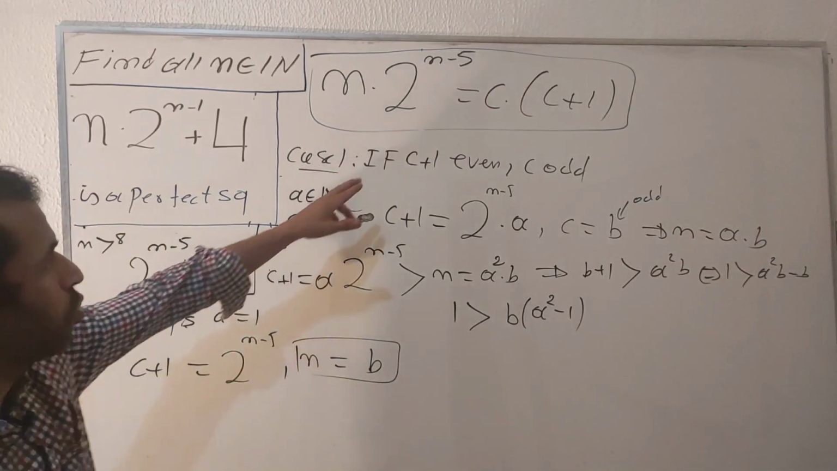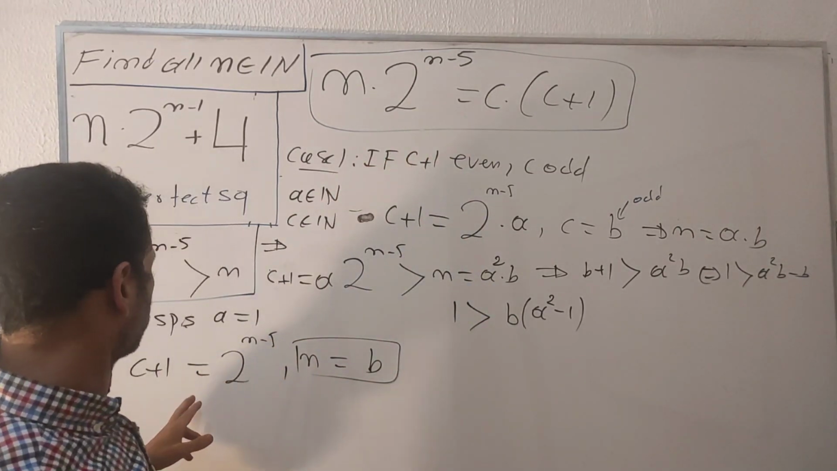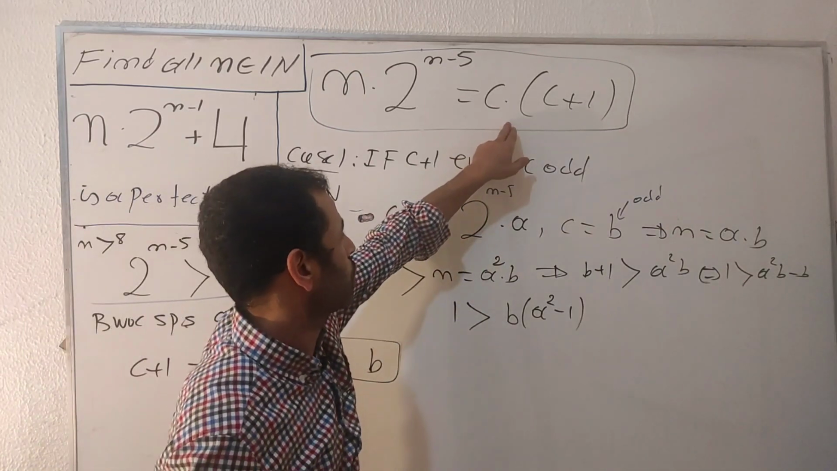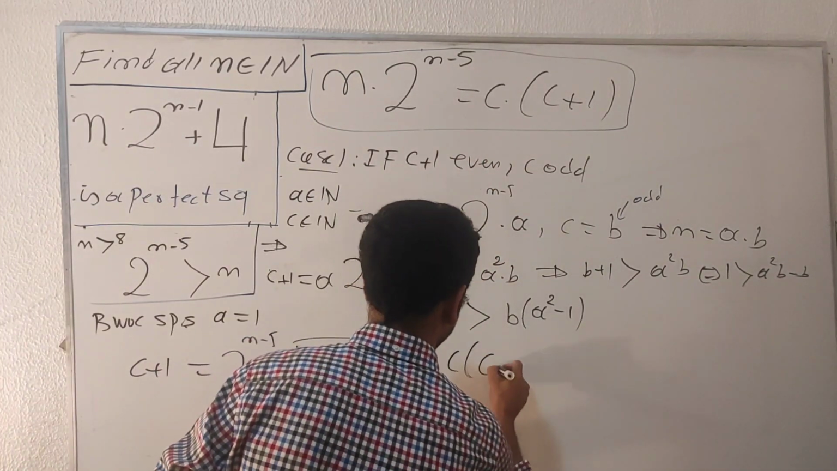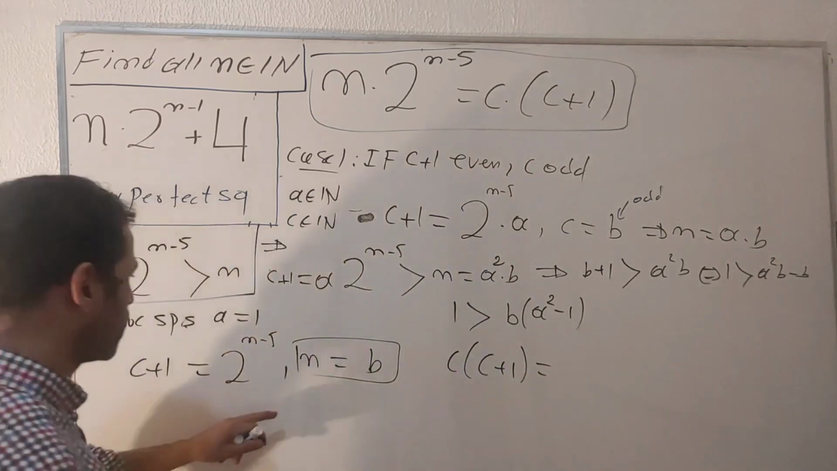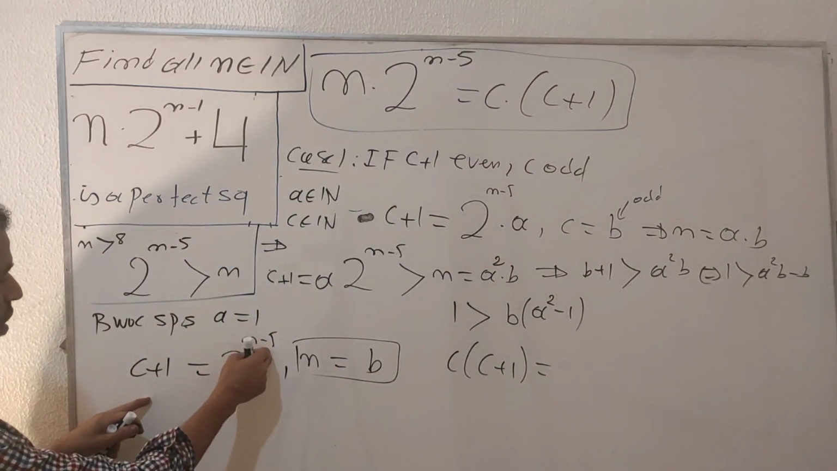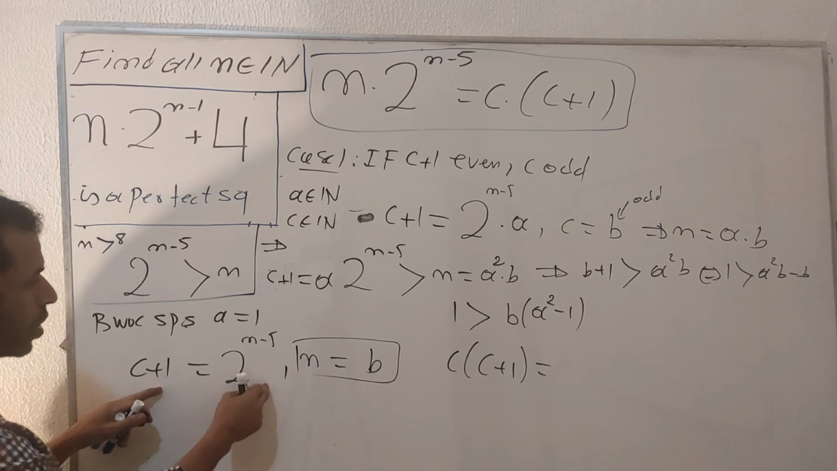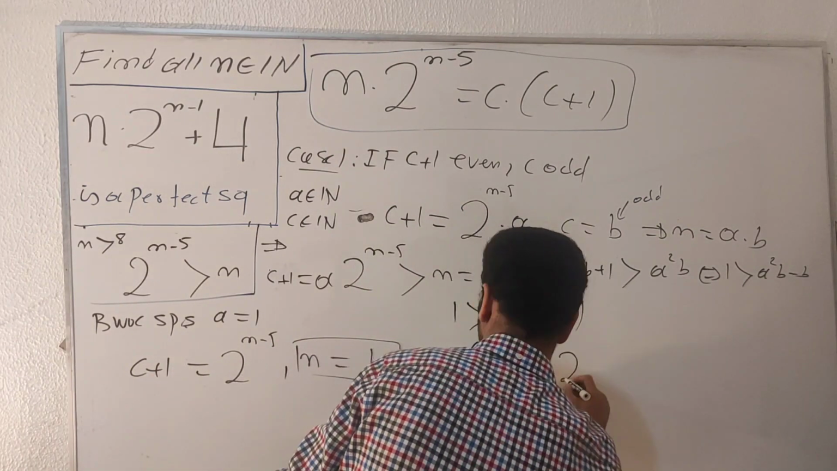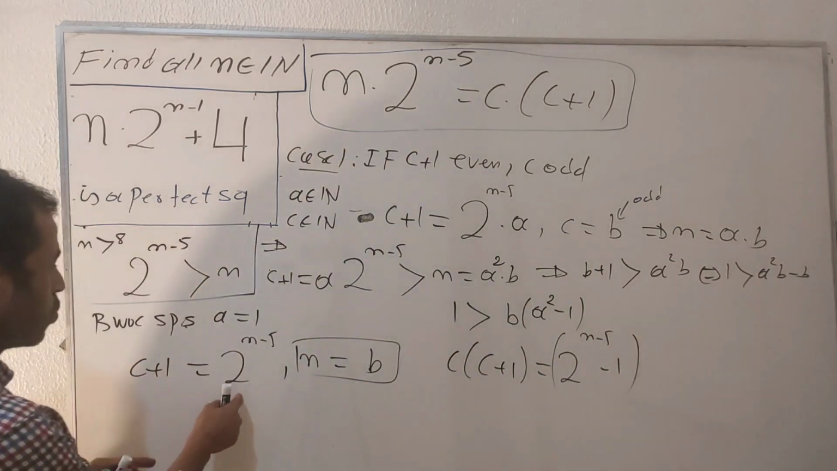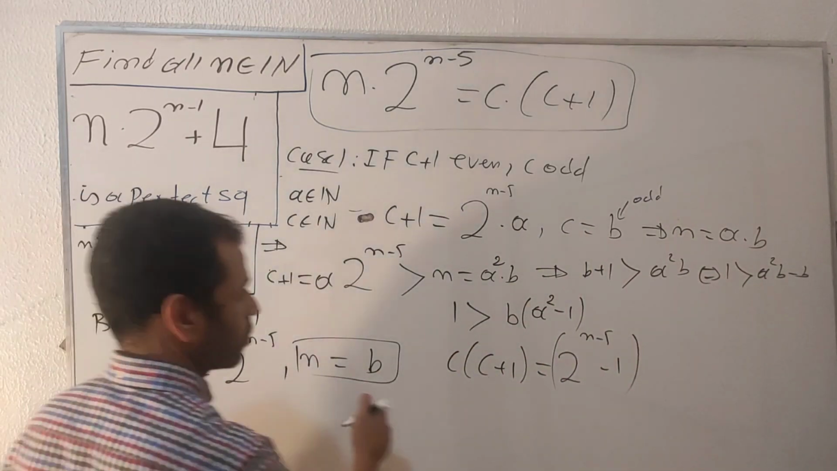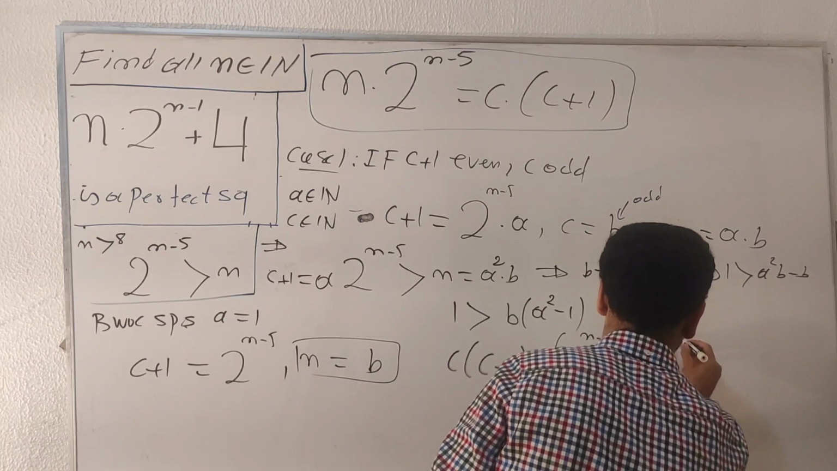Let's create this equation. Let's make this product, this one which we have here. So we know c is multiplied by c plus 1. c will be replaced with 2 to the n minus 5 minus 1 by taking 1 to the right. Okay, we'll get here 2 to the n minus 5 minus 1. c plus 1 will be replaced with 2 to the n minus 5.